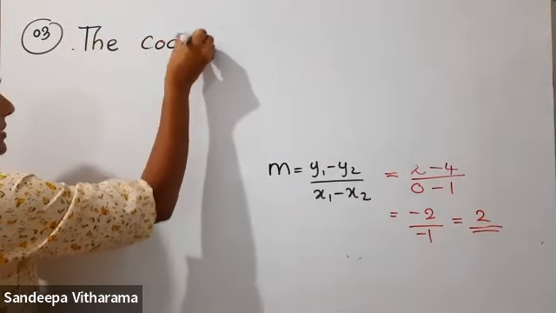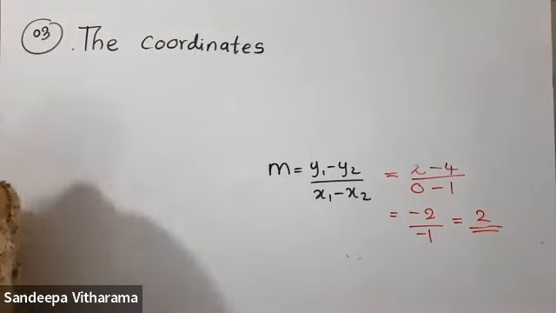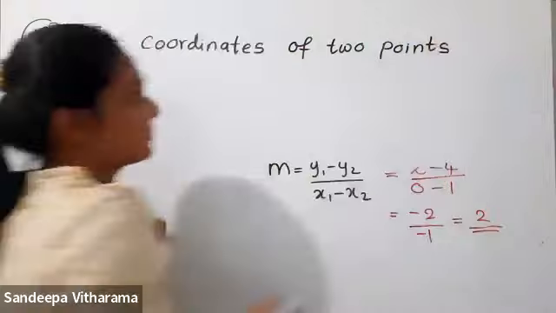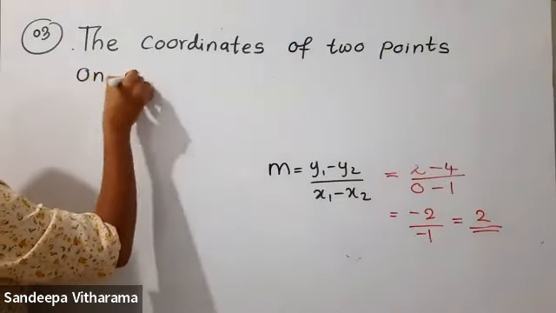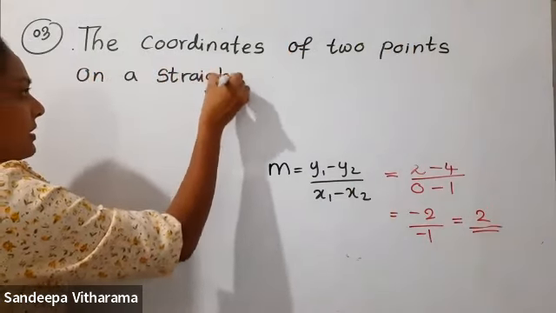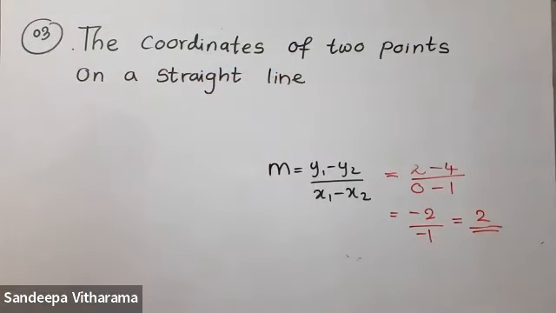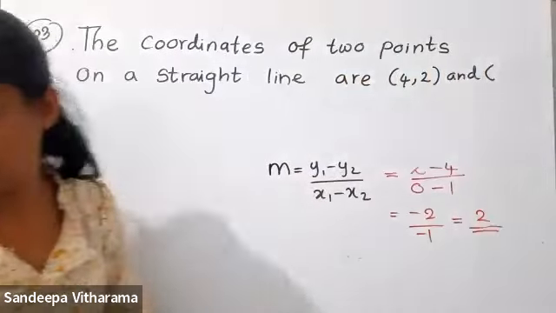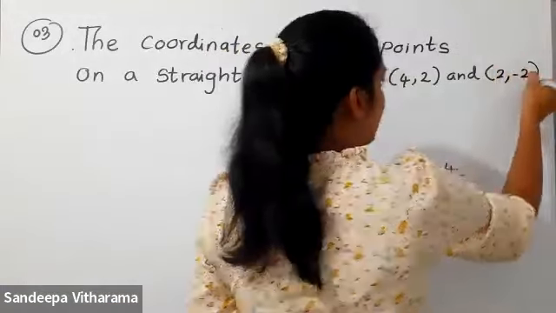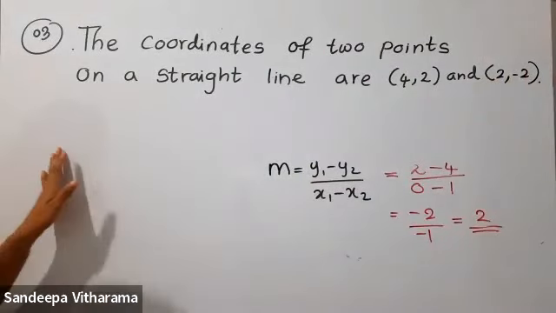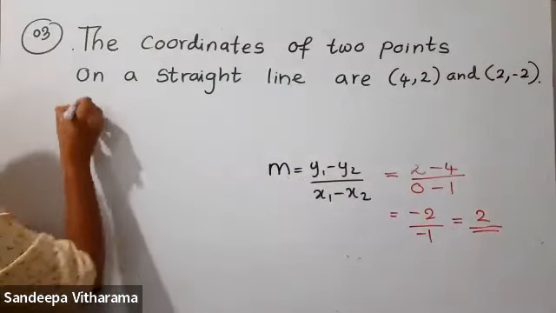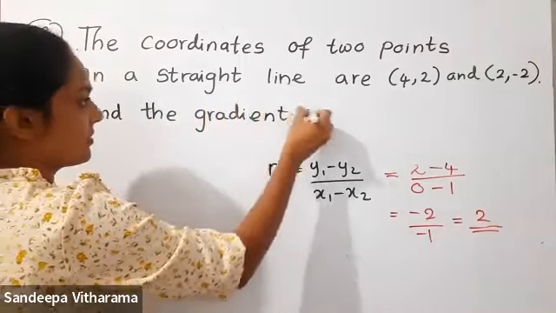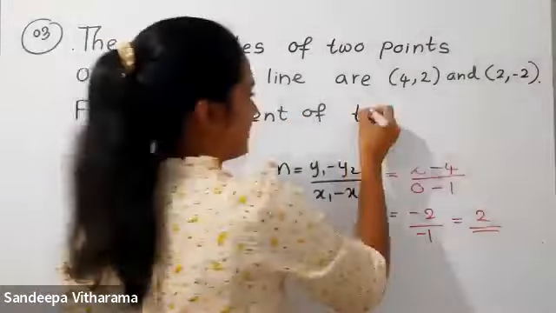The coordinates of 2 points on a straight line are 4, 2 and 2, -2. The coordinates of 2 points on a straight line are these two. Then you are asked to find the gradient of the straight line.